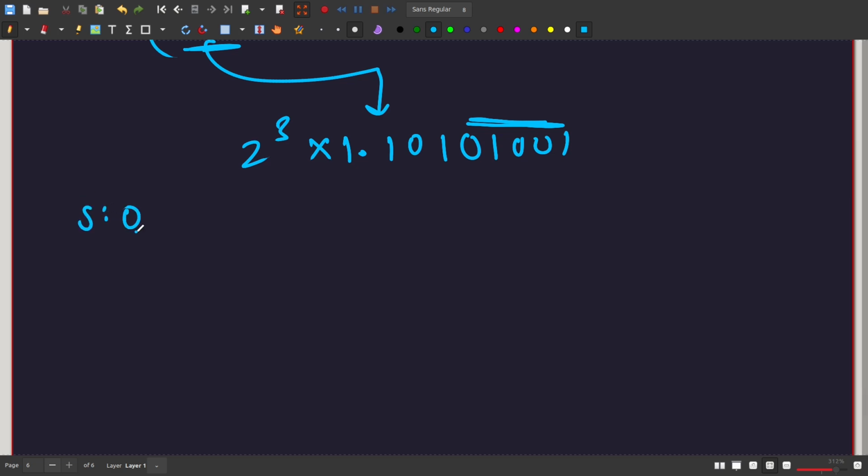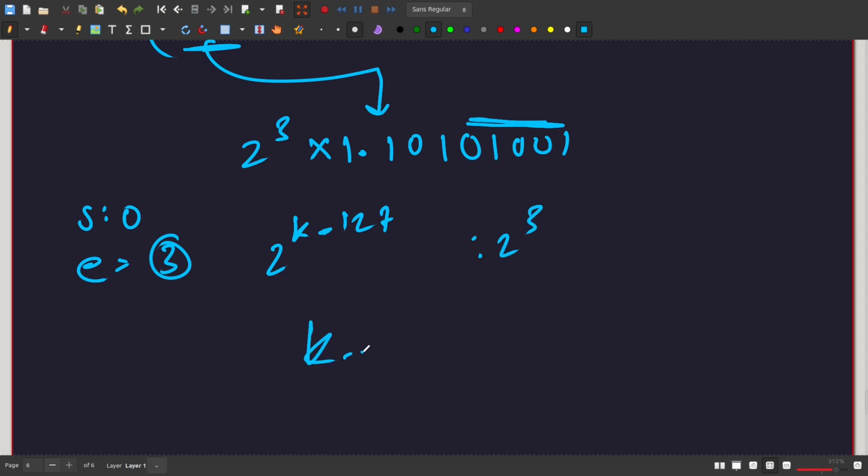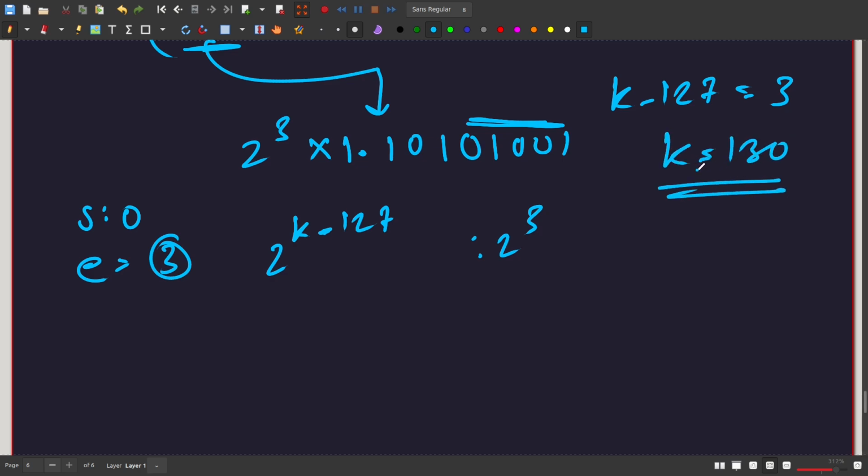As I mentioned earlier, the sign bit is 0. Now the exponent has to turn out to be a 3. But remember how the exponent is actually written. It's 2 power e minus, no, that might confuse, let's call it k minus 127. Since we want it to be equal to 2 power 3, this k minus 127 has to be equal to 3. So k would be equal to 130. So our exponent bits have to sum up to 130.